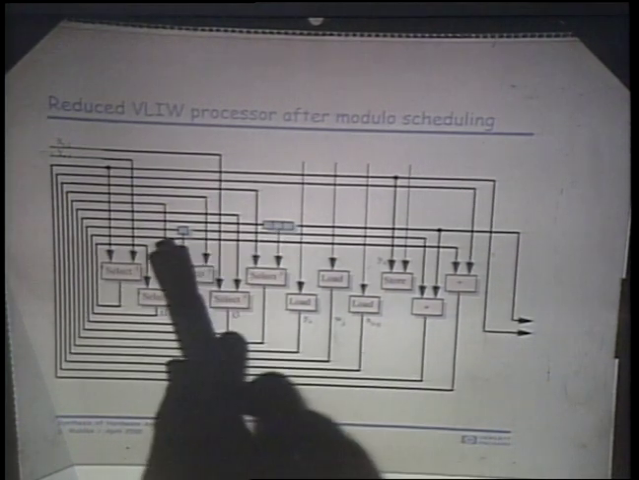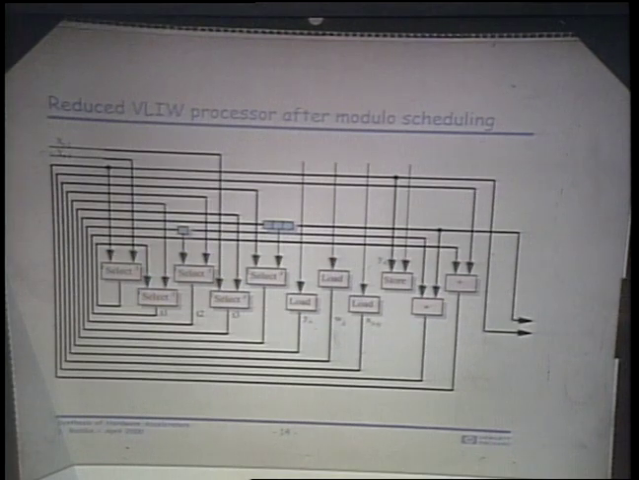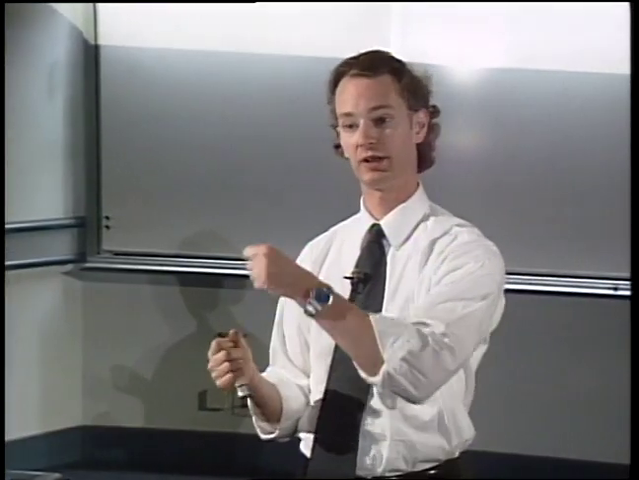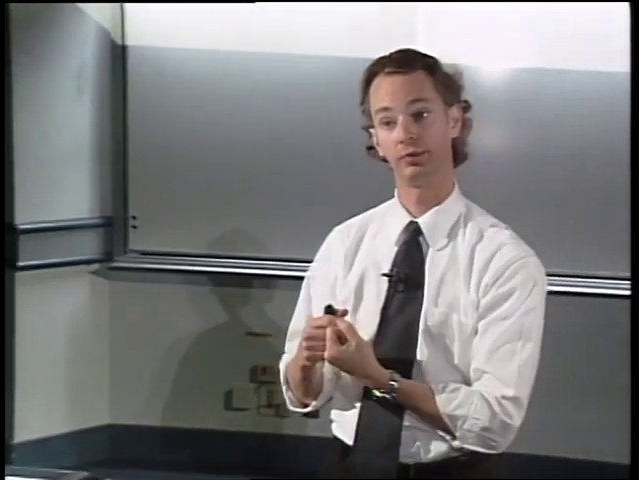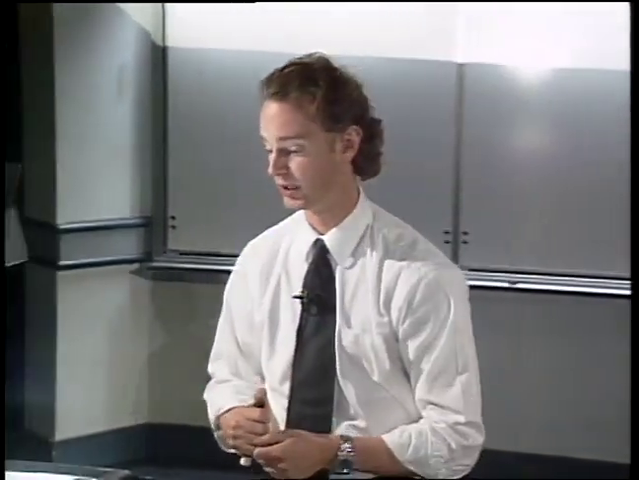These blue squares are essentially shift registers. For those loop carry dependencies, I need to buffer up results, because I want the value from two iterations ago, three iterations ago. So I need some buffer to hold these intermediate values. That's what the blue squares are.